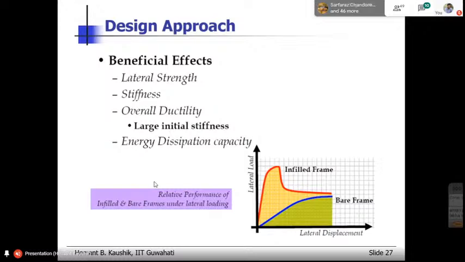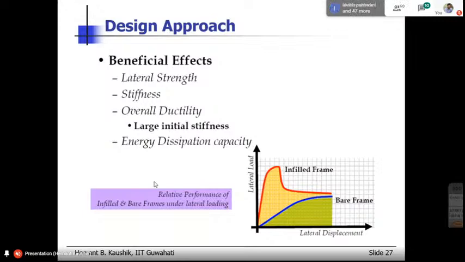But there are some beneficial effects of the infill, and these are that we can increase the lateral strength of the frame, we can increase the stiffness, and the overall ductility is increased because of the formula of the ductility. The ductility is defined as the ultimate displacement divided by the yield displacement. And you can imagine that if the stiffness of these infill frames is very high, the yield displacement is very less. So when the yield displacement is less, obviously the ductility will improve. But this is not the correct way of defining the ductility.